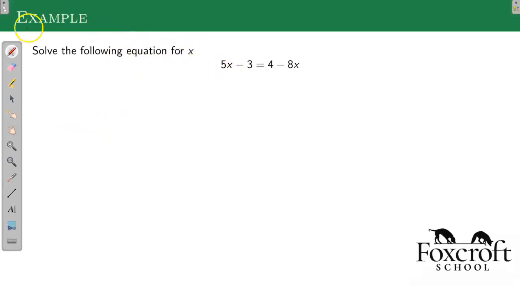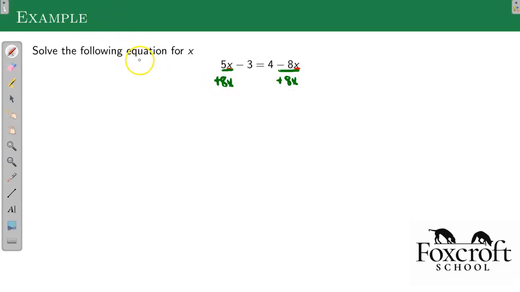First of all, I see that I just have x and x, so I know this is linear, and I want to get all the x's to one side. Let's say we're going to get the x's on the left. So this 5x is already on the left. I'll underline it. We need to get this minus 8x from the right over to the left. How are we going to do that? We're going to get rid of minus 8x. We're going to add 8x to both sides.